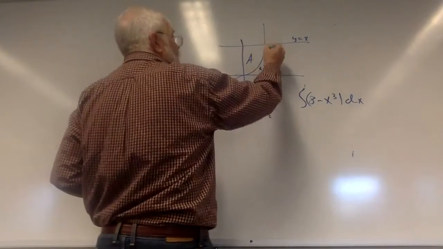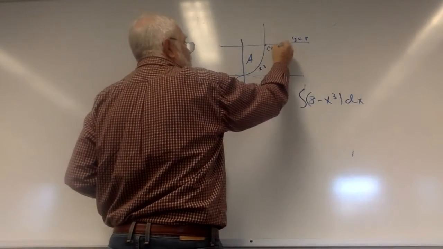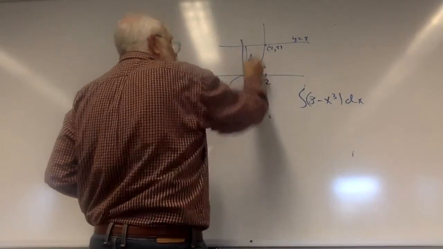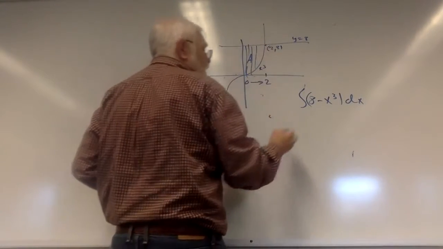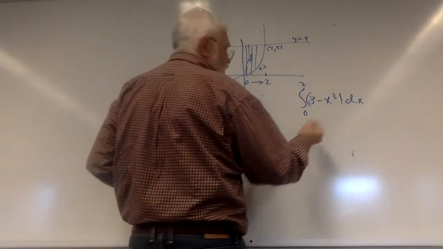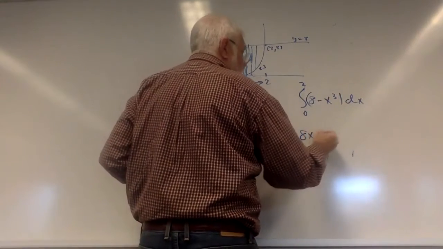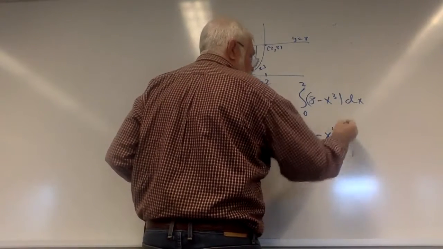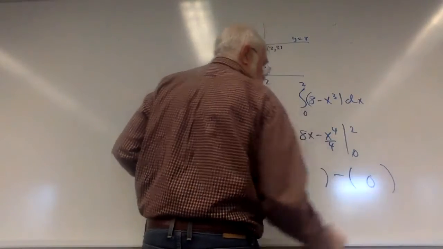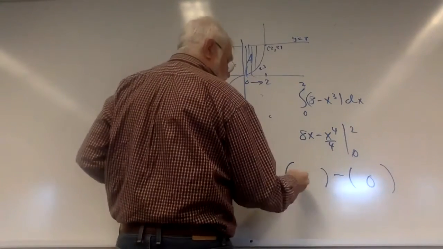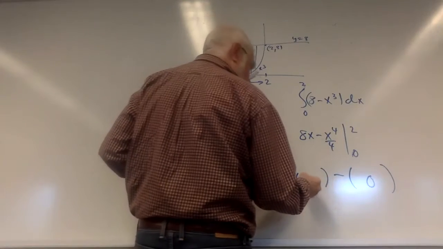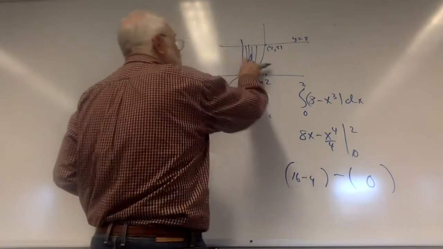So this is (2, 8), that's where it intersects. From 0 to 2, we're going to do vertical rectangles. We can do this one out. That's 8x minus x to the 4 over 4, from 0 to 2. So we got that one taken care of. That's nice. 16 minus 16 over 4, which is 4. So this is 12 units of area.